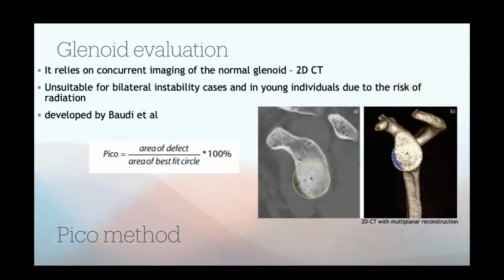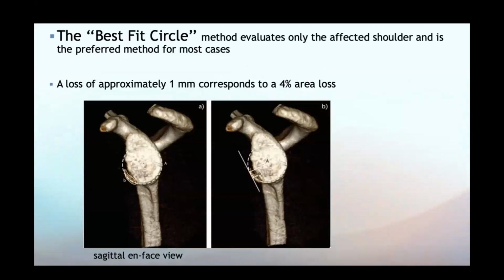One is the Pico method. So what happens here is a normal concurrent imaging CT scan is taken of both the shoulders, of the glenoids basically. Then the affected glenoid and the non-affected glenoid are superimposed. The distance between the two is measured. That is the area of defect according to the best fit circle divided by the area of the best fit circle times 100. This will give you your percentage of bone loss. The best fit circle method evaluates only the affected shoulder. So first we looked into both sides. Now we're looking into only the affected shoulder, and it is the preferred method in most cases.